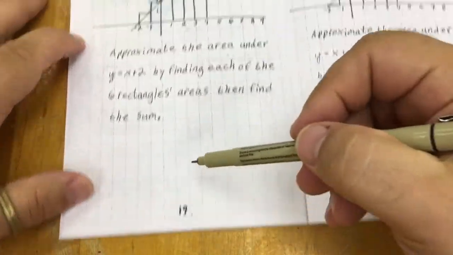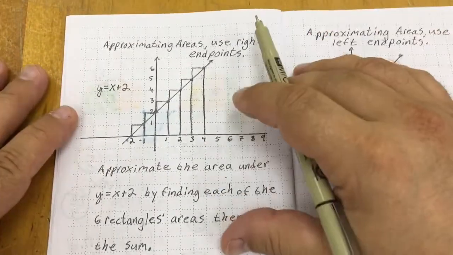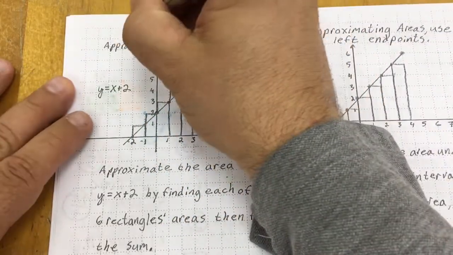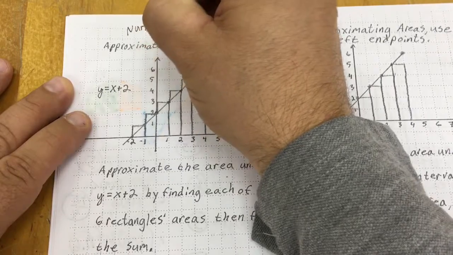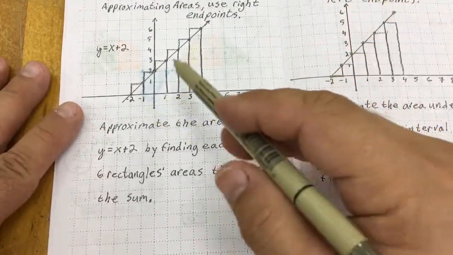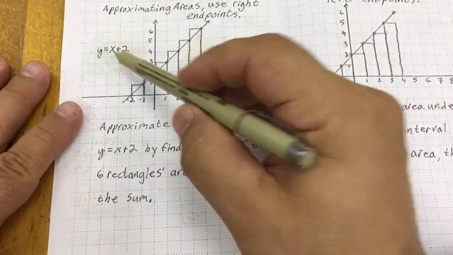Page 19, very brief look at calculus. We're going to be approximating areas using right endpoints. They sometimes call this numerical analysis. Excuse me. And what it says here is approximate the area underneath. I have y equals x plus 2.